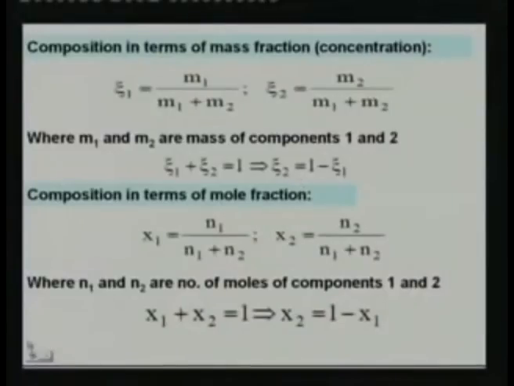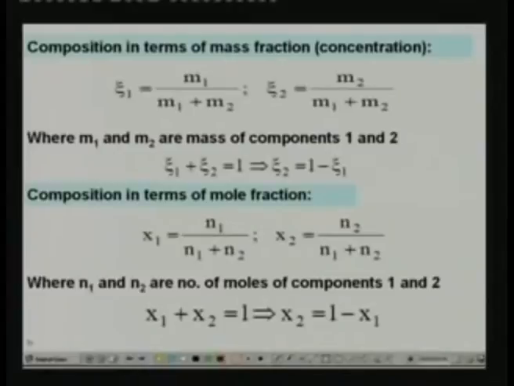So, mass fraction is defined as, okay, mass fraction is also sometimes called the concentration of component 1. So, xi1 is simply defined as the mass of that particular component divided by the total mass of the solution. That means, m1 divided by m1 plus m2.